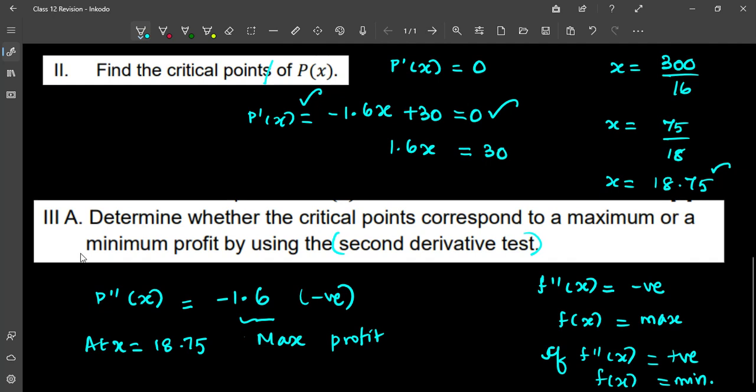So they're not asking us to find the maximum profit. They're just asking us to determine whether the critical points correspond to a maximum or minimum. So we just have to use this second derivative test and say that at x is equal to 18.75, the profit we obtain is maximum.